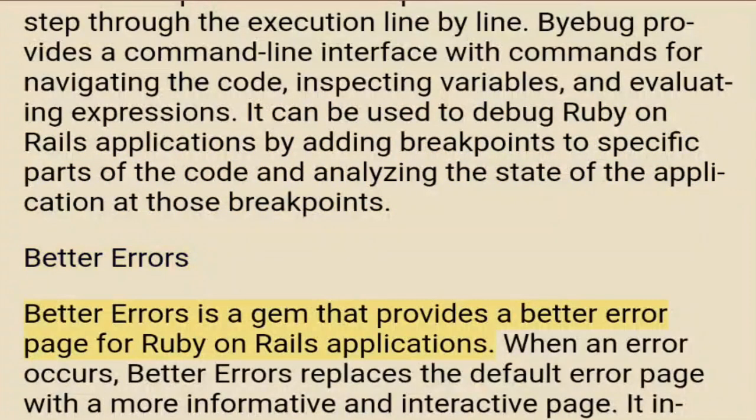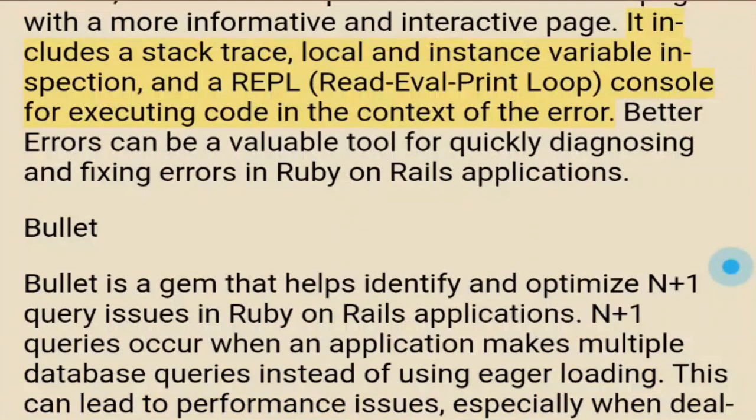Better Errors. Better Errors is a gem that provides a better error page for Ruby on Rails applications. When an error occurs, Better Errors replaces the default error page with a more informative and interactive page. It includes a stack trace, local and instance variable inspection, and a REPL (read-eval-print loop) console for executing code in the context of the error. Better Errors can be a valuable tool for quickly diagnosing and fixing errors in Ruby on Rails applications.